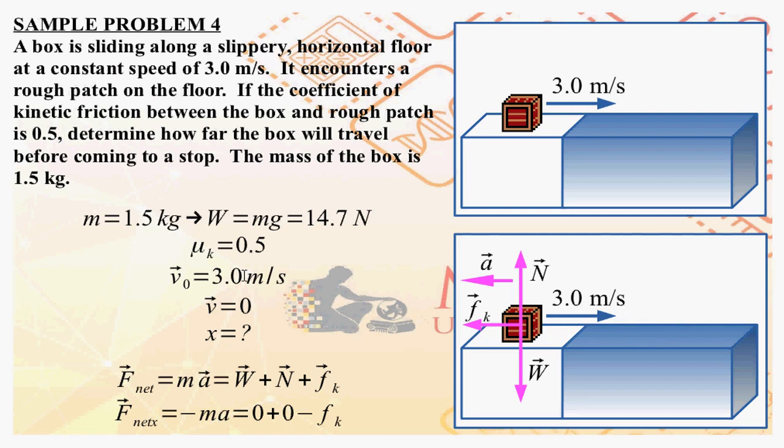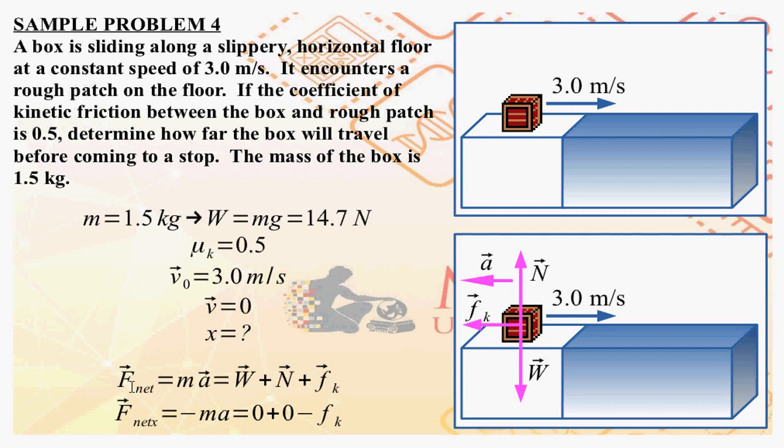Since the box will eventually come to a stop, the object is undergoing deceleration. And when you have deceleration, the acceleration is heading in the opposite direction as the motion. The motion is heading to the right. The acceleration is heading to the left. Deceleration. Since there is acceleration, you have an accelerating system. F net is equal to ma. F net is the summation of the forces acting on the system. You have weight, normal force, and friction.